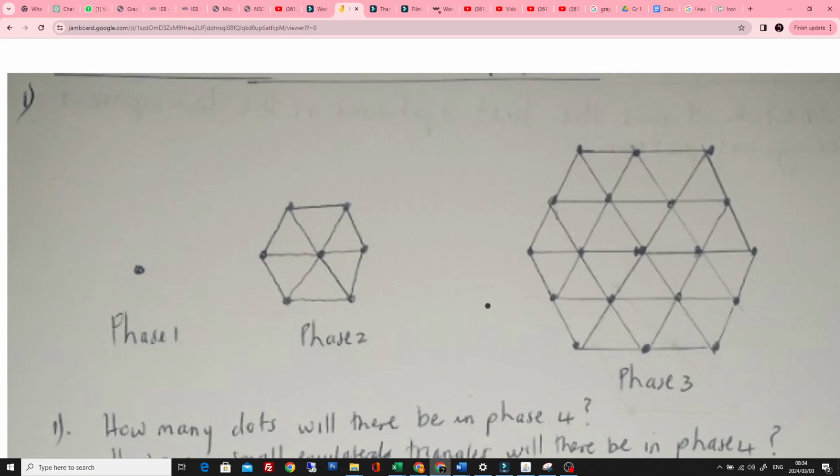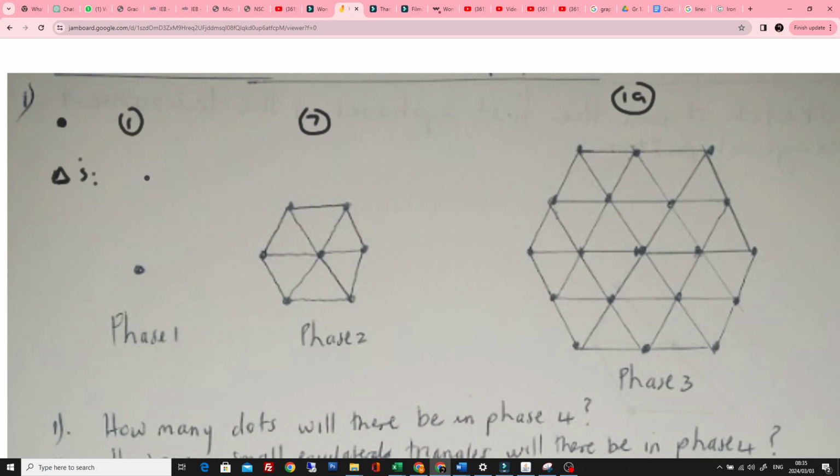Okay, so for the homework problems, we can count the amount of dots, right? 1, 7, this has 19 dots, okay? And then they also want to know the amount of small equilateral triangles. So I'll say this is my dots, here's my triangles. I'll show you a method maybe later on. It's a difficult question of how to get the total amount of triangles.